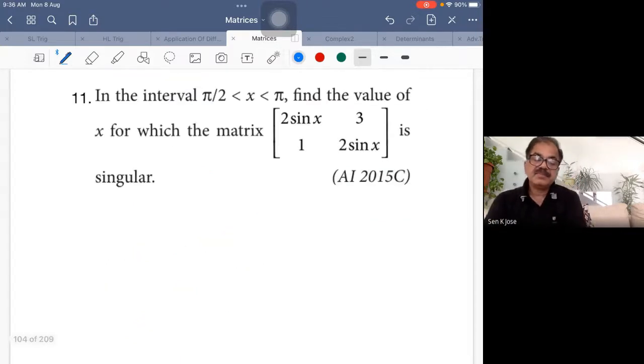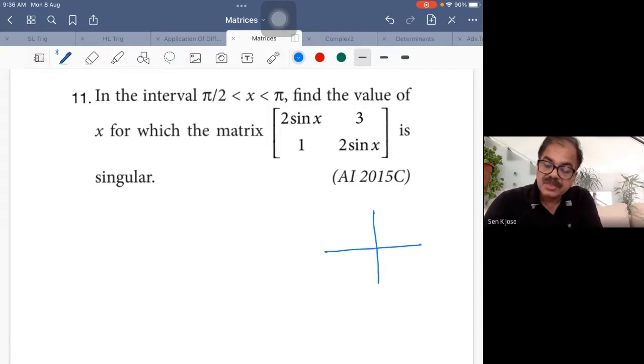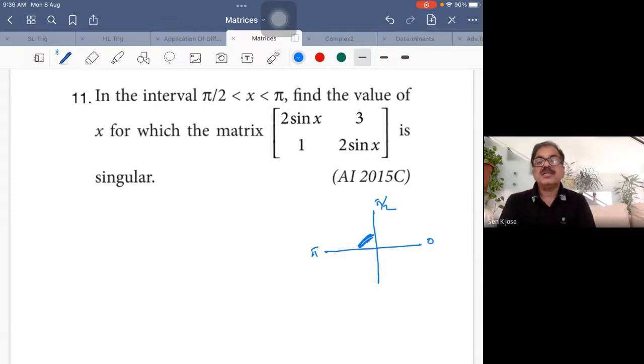Question number 11. Look at this question. It says, in the interval from pi by 2 to pi, it's the open interval, pi by 2 to pi, which means your x can only take values from pi by 2 to pi. What does that mean? Pi by 2 to pi means it's in the second quadrant. That's the meaning of it, yeah? Pi by 2 is here. 0, pi by 2, pi. So you are only talking about angles in this region. That's what they are saying.